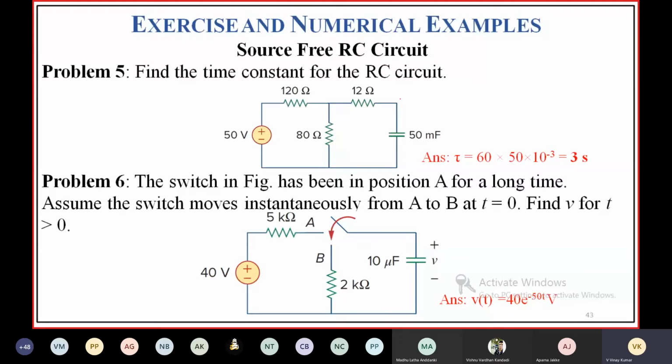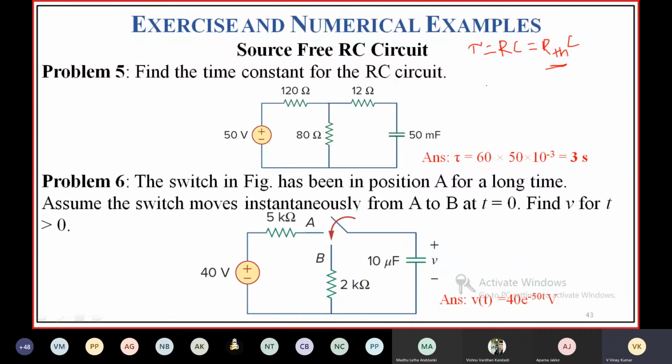Find the time constant for the RC circuit. Okay, finding time constant. Here, what is time constant? Time constant tau is equal to RC, right? Which is nothing but RTH into C. Here, RTH is Thevenin's resistance between the terminals of the capacitor.